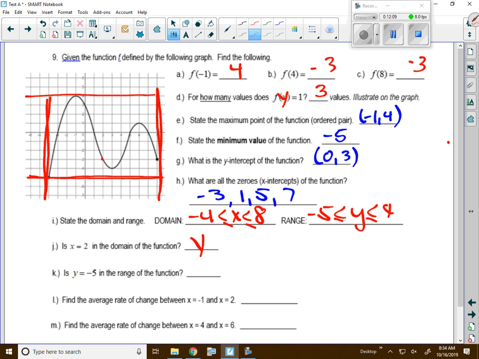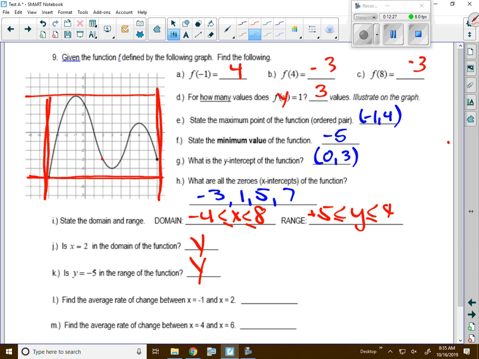All right, what about y = -5 in the range? Yes. Now, it is one of the endpoints, but it's equal to, there wasn't an open circle there. If there was an open circle, what would you say? No. Okay, but for this case, since it's a closed circle, you'd say yes.